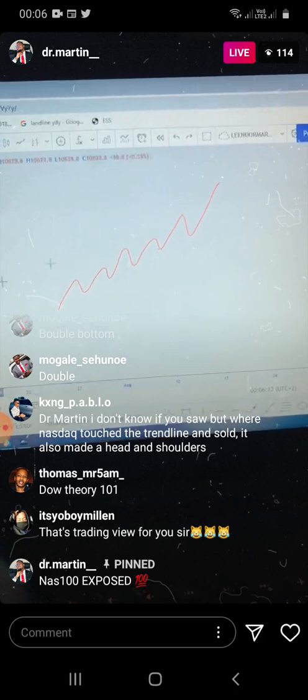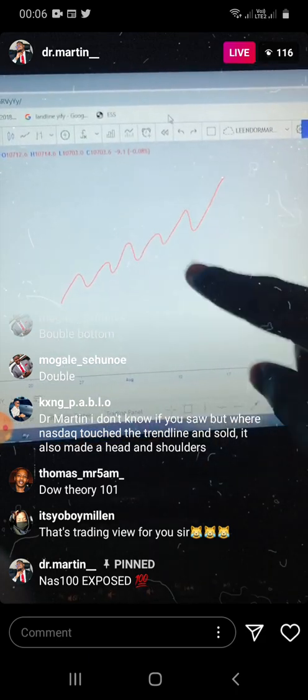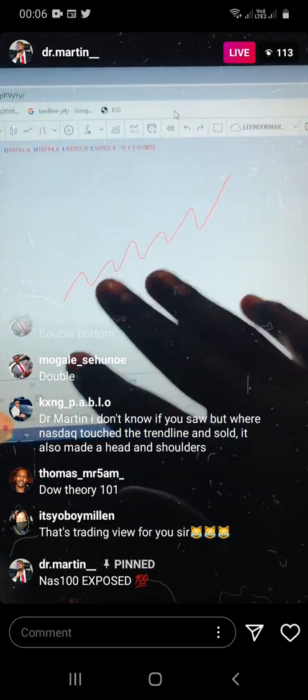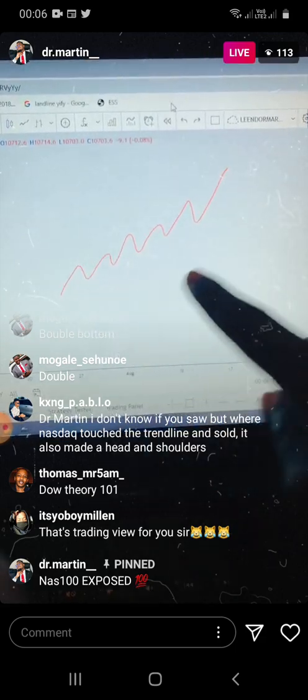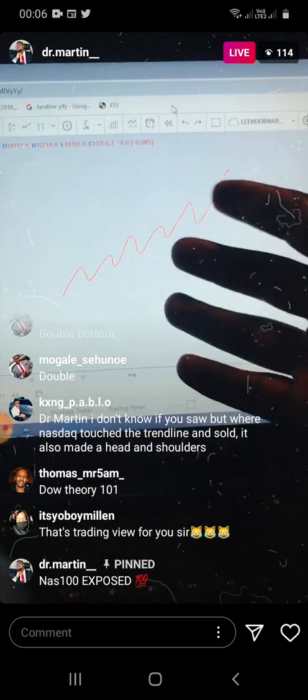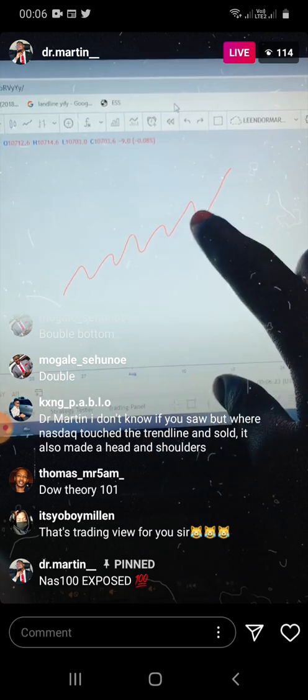Okay, it's fine. So the market will always give you an upward trend. That's an upward structure. Within this structure, the market will give you an opportunity.